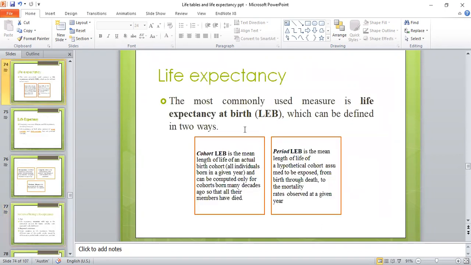Life expectancy at birth is the most common measure, and it can be defined in two ways: cohort life expectancy at birth, which is the mean length of life of an actual birth cohort and can be computed only for cohorts born many decades ago so that all their members have died; and period life expectancy at birth, which is the mean length of life of a hypothetical cohort assumed to be exposed from birth through death to the mortality rates observed in a given year.